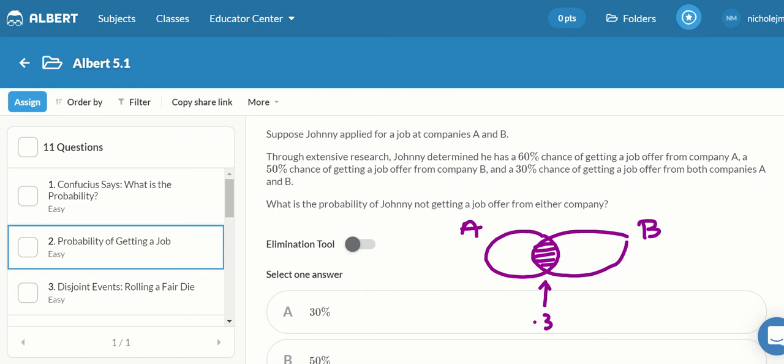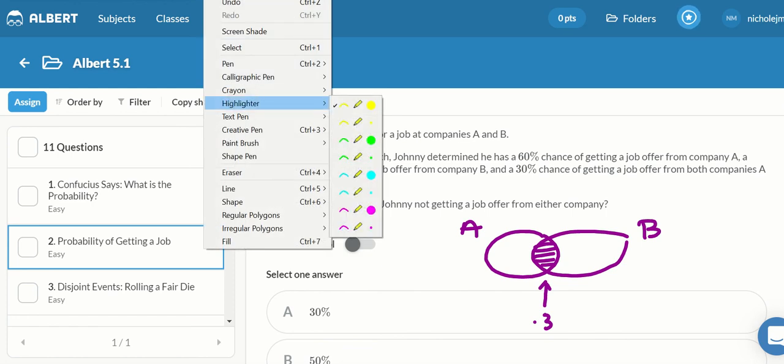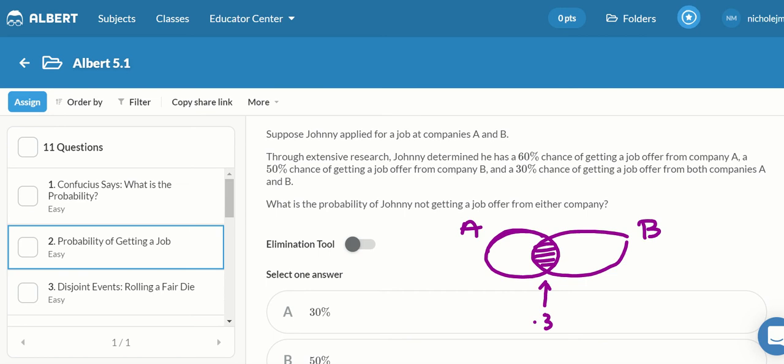Once you put a 0.3 here, you have to take into consideration that all of A occurring, let me change my pen really quick so that you see this. All of A is this whole circle right here. So that whole thing is 0.6. So don't put a 0.6 in the missing part. This has to be a 0.3 because 0.3 plus 0.3 is 0.6. And then all of B is 50%. This whole circle here is 50. So this should be a 0.2.